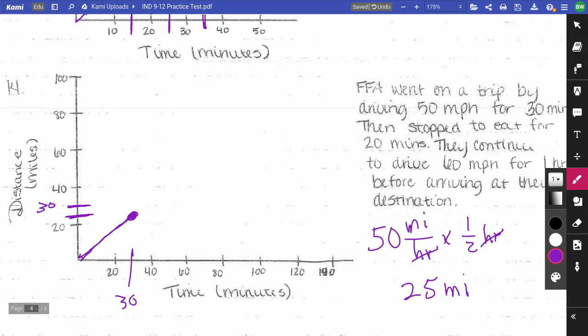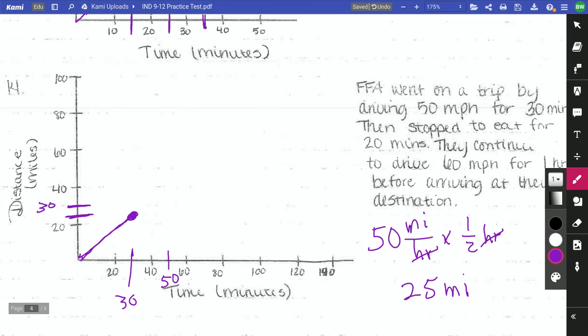So then they stop to eat for 20 minutes. So this one's making us work a little bit on this axis. That's 30 minutes. So we want to go to 50 minutes. That's 20 minutes later, right? So you don't have to write the 50 down, but I did. I'm going to write that a little bit more accurately, right in between 40 and 60, hopefully. That's better. There's the 50 minutes. At the 50-minute mark is when they started back up.